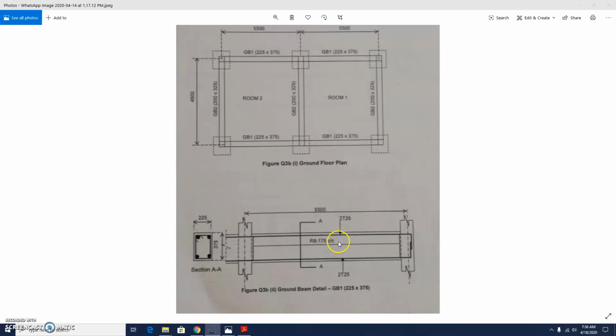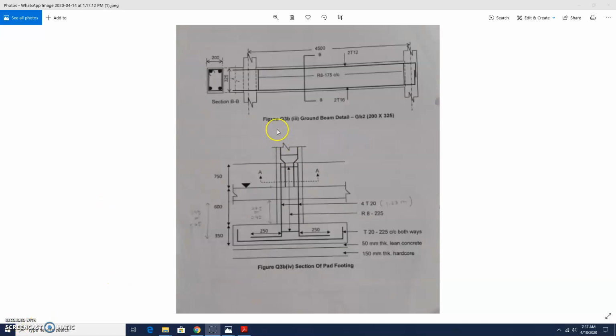So here it shows figure Q3B1. It shows the plan view for ground floor. And then we also have figure Q3B2, the ground beam detail for GB1. Then we have figure Q3B3 that shows the ground beam detail for GB2. And lastly, we have figure Q3B4, that is the cross section of pad footing.